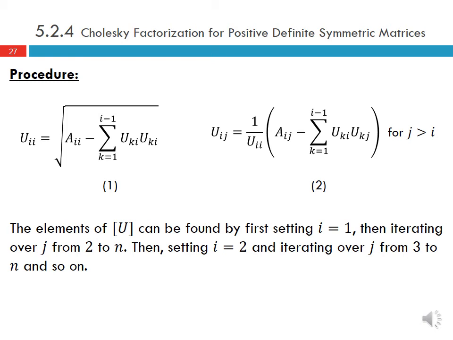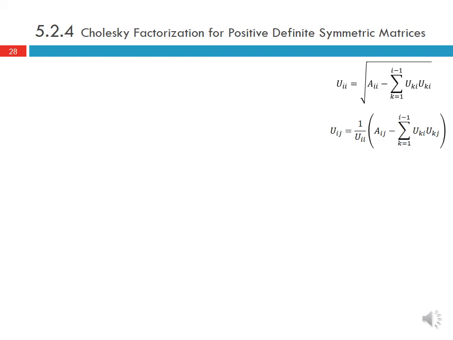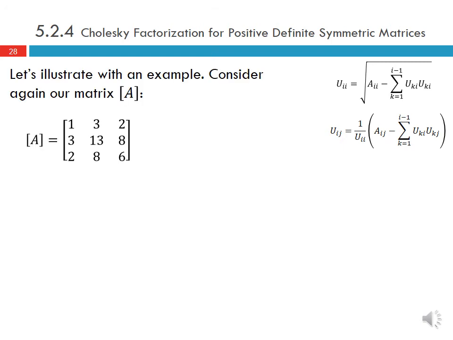So how this works is the elements of U can be found by first setting i equals 1, and then iterating over j from 2 to n. And then you set i equals 2, and iterate over j from 3 to n, and so on. So again, let's put our equations here and illustrate this with an example. So consider again our symmetric matrix here. And we want to show how we get the upper triangular matrix U from this.